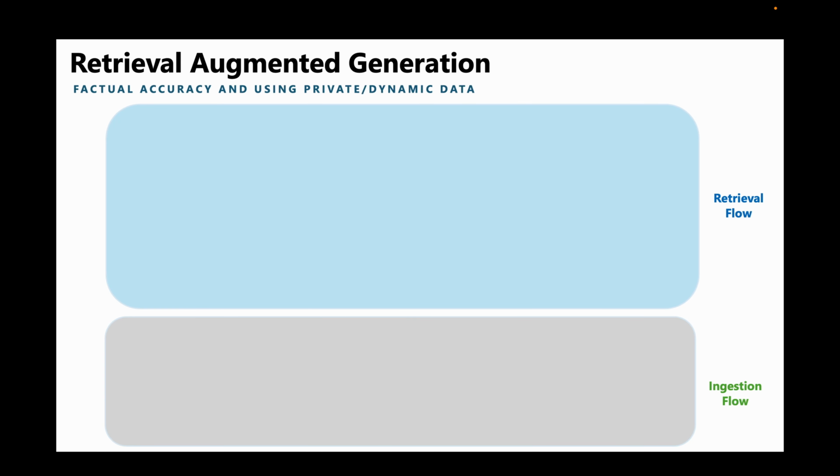Before data can be retrieved from a vector database, it has to be ingested and indexed. So let us review the key steps that are involved in vector database knowledge ingestion and retrieval flow.